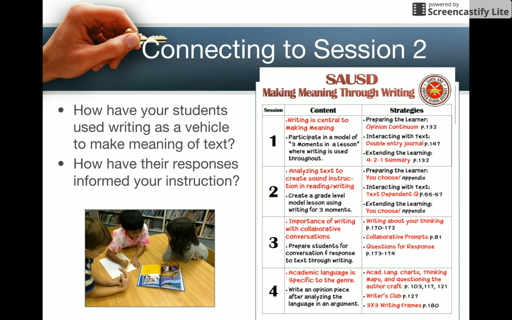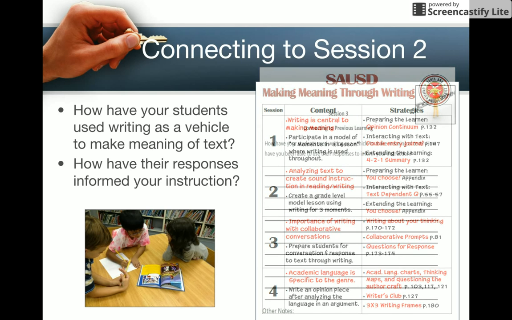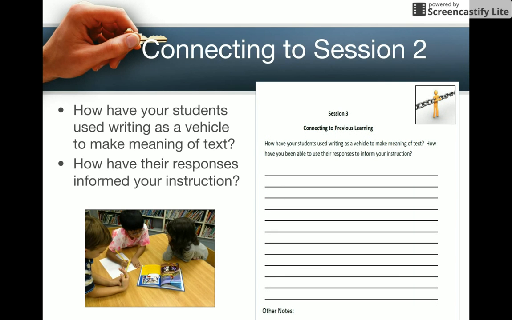So, looking back and connecting to Session 2, you analyzed a text and created your own lesson, but we only went to working with summary. So today we want to move forward. So think for a moment. How have your students used writing as a vehicle to make meaning of text? You can write that now in your handbook.